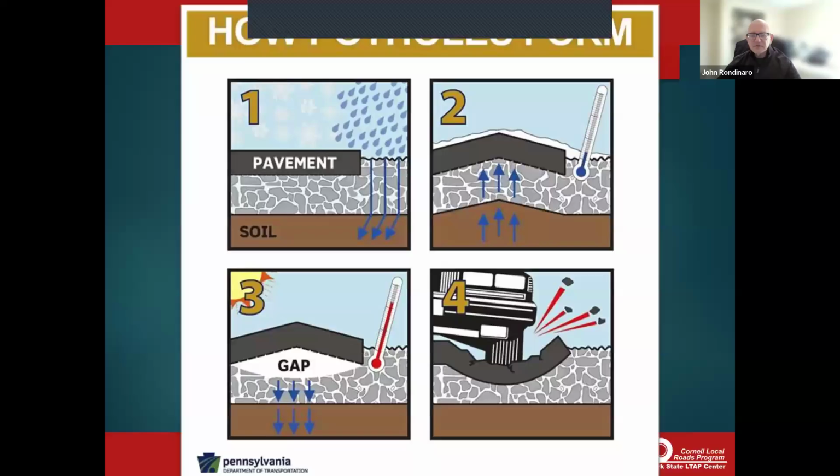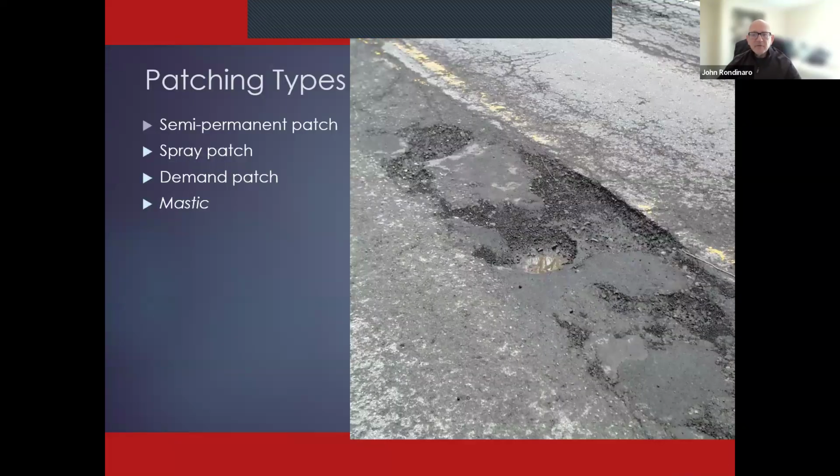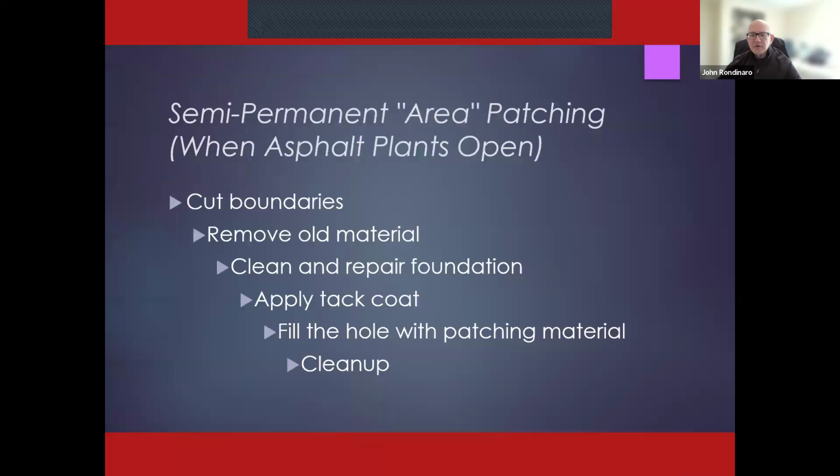That pavement has now been pushed in multiple directions. And then once you put any kind of loading on top of it, you're going to crush that pavement section, and you've created a pothole. And we've got a number of different patching types that we use to address our pothole problem: semi-permanent, temporary patching, spray patching, demand patching, and mastic patching.